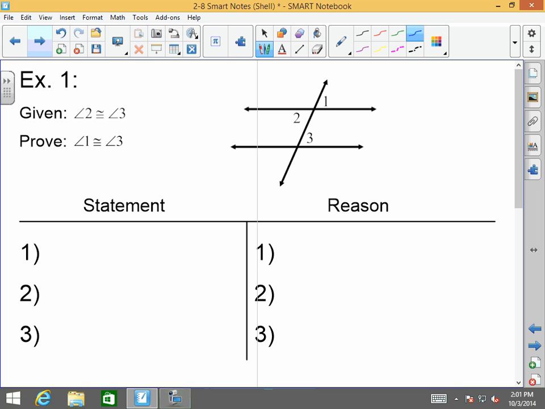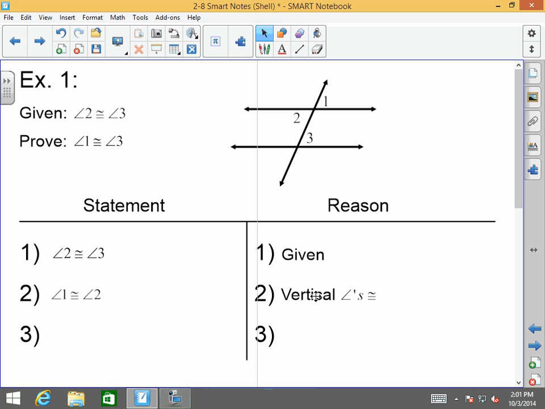Given angle 2 is congruent to angle 3, I want to prove that angle 1 is congruent to angle 3. Angle 2 is congruent to angle 3. That's given. What can you tell me about angle 1 and angle 2, y'all? They're congruent. Why? Because they're vertical angles.